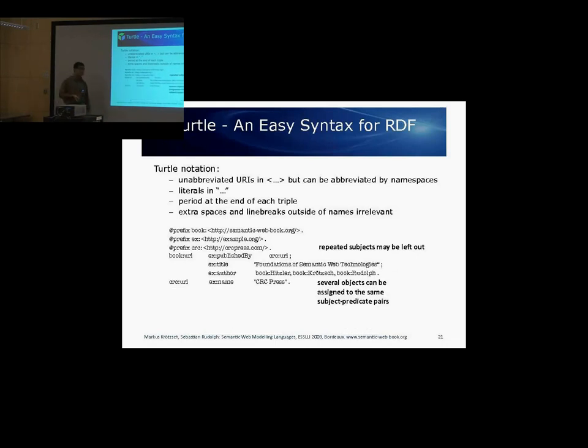And several objects can be assigned to the same subject-predicate pairs. To exemplify, if a particular book has multiple authors, then you can use a comma, and then you can list down all the authors which are involved in the object.